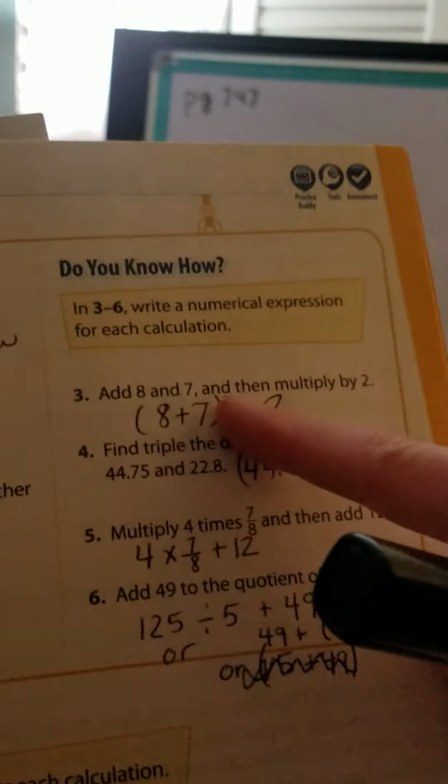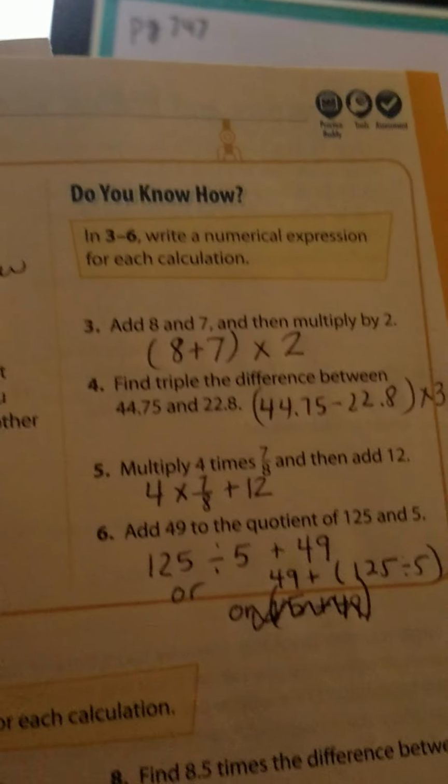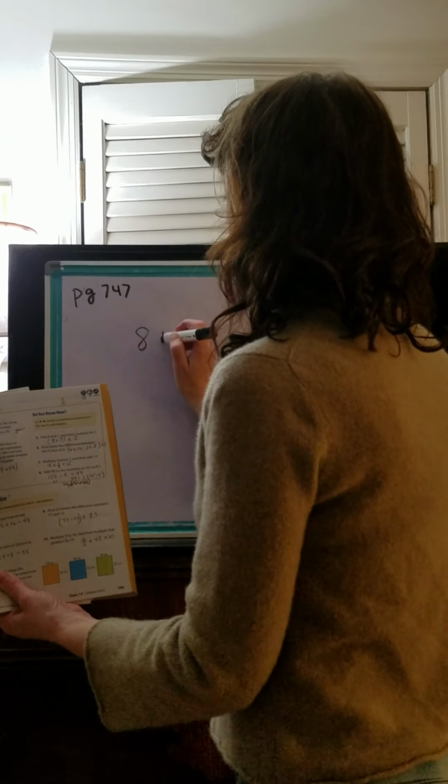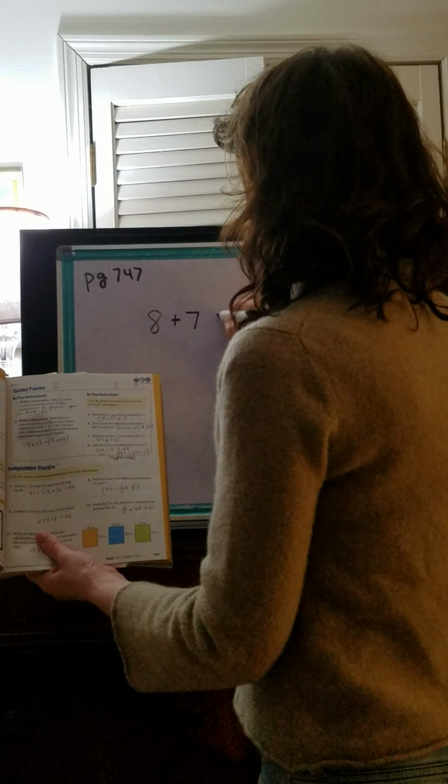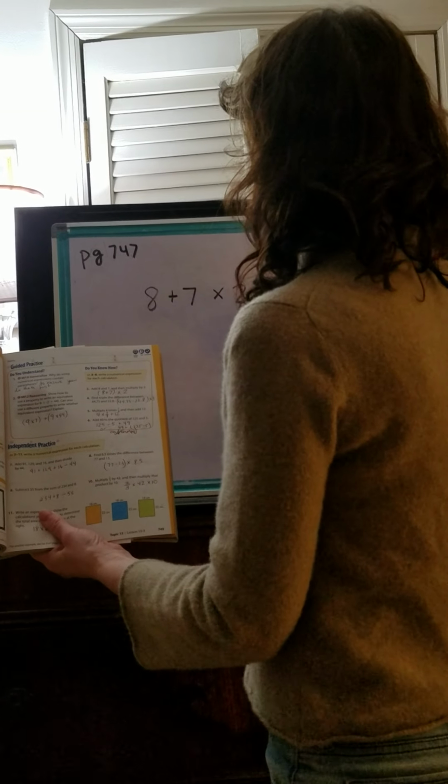Guys, so the problem is number 3, and it says add 8 and 7 and then multiply by 2. Okay, so let's just write it as we're reading it. Add 8 and 7 and multiply by 2.